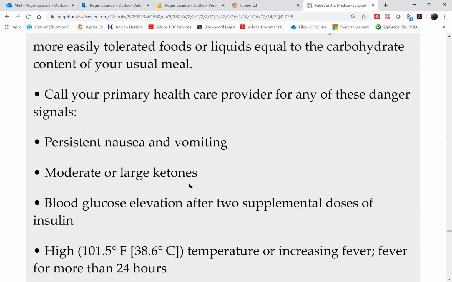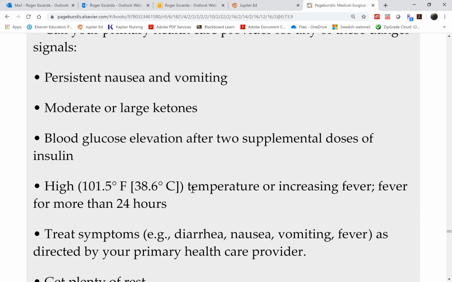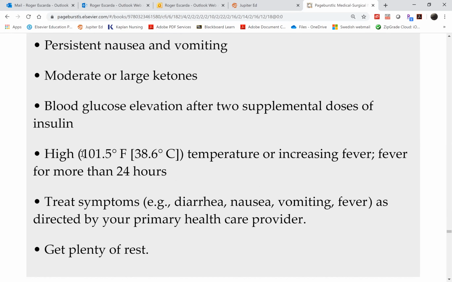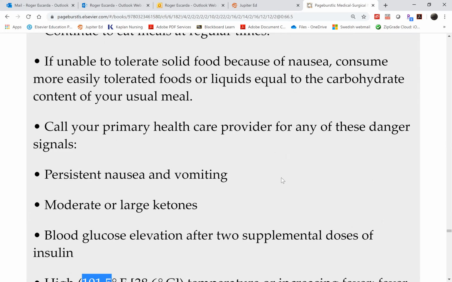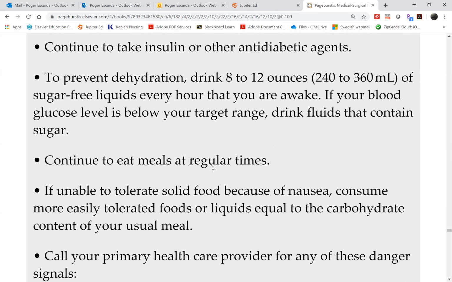However, if your ketones in the urine are now large or moderate, and you're already technically sick, so you have a high fever, then you cannot be managed at home anymore. So it's time to call your physician, and most likely he'll tell you to go to the ER already.